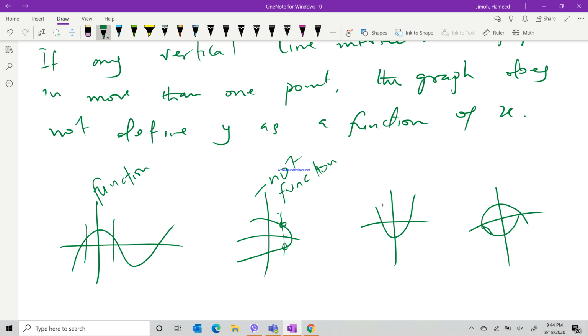Again, for every vertical line you draw on this, you see that it cuts the graph at just 1 point. So this is also a function. And finally, if you draw a vertical line on this one, you could see that these 2 points are on the graph, and so this is not a function. This does not define y as a function of x.